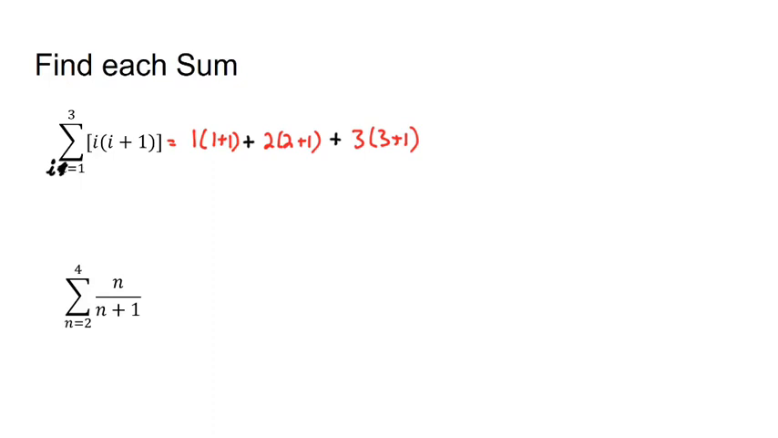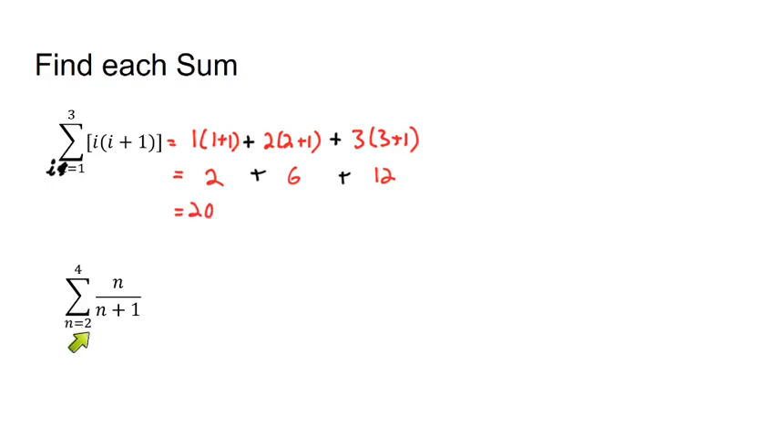If I add those up, let's simplify each of these. 1 times 2 is 2. 2 times 3 is 6. 3 times 4 is 12. And those are the numbers we're adding up. That's going to be 20. So for this first one, you should have gotten a 20. And now let's look at the last one.